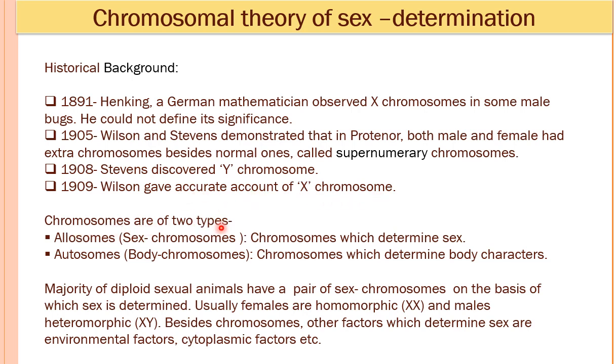Now chromosomes are of two types: allosomes or sex chromosomes, which determine sex, and autosomes or body chromosomes, which determine bodily characters. Majority of the diploid sexual animals have a pair of sex chromosomes on the basis of which sex is determined. Usually, females are homomorphic and males are heteromorphic. Besides chromosomes, other factors which determine sex are environmental factors, cytoplasmic factors, etc.